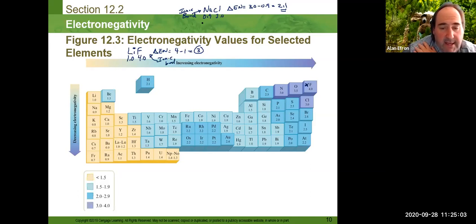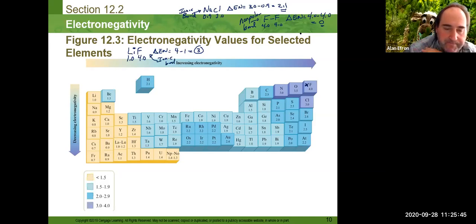Now let's take a look at, say, F2. Fluorine is 4. Fluorine is 4. That would give me a difference in electronegativity of 4 minus 4. That is 0. That is a difference between 0 and 0.4. We would expect this to be a nonpolar bond because that difference is 0. Now, this difference of 0 is what I talk about as being a pure covalent bond, because at a difference of 0, we have perfect equal sharing of electrons as we would expect.